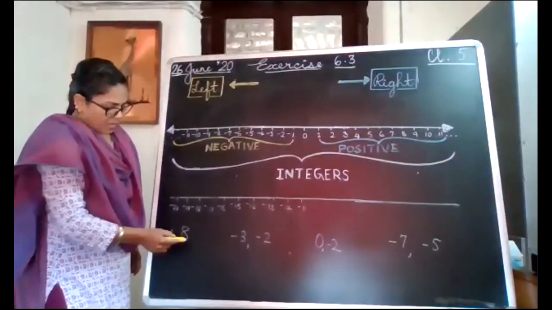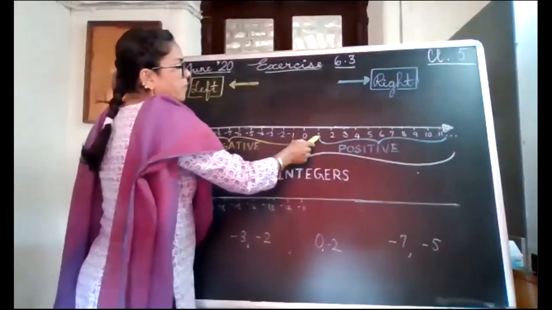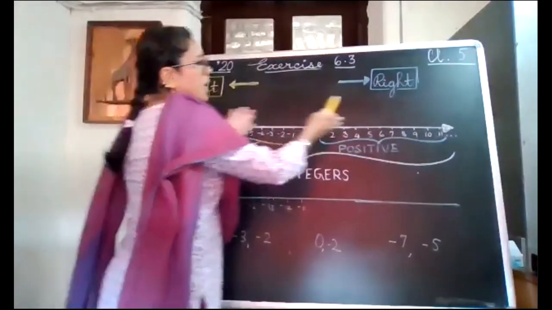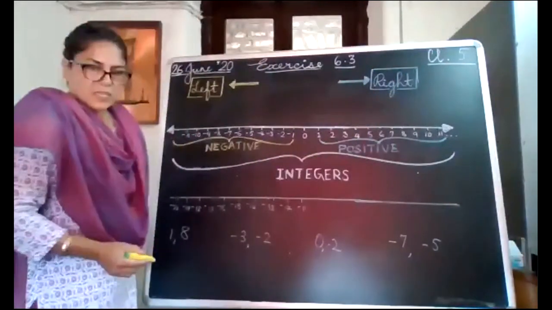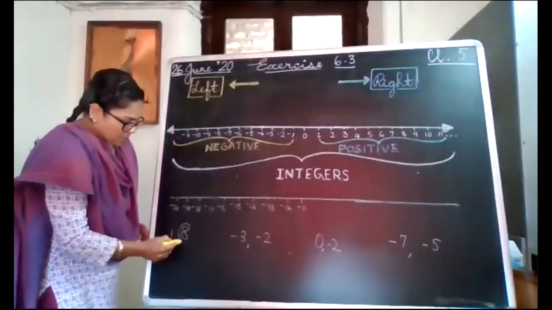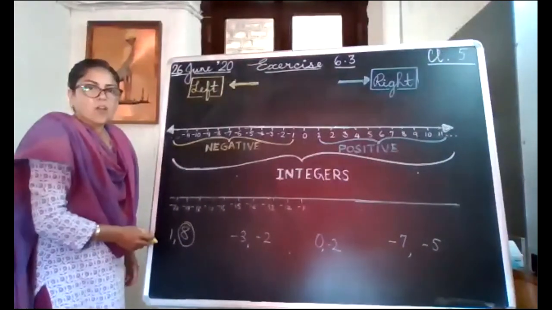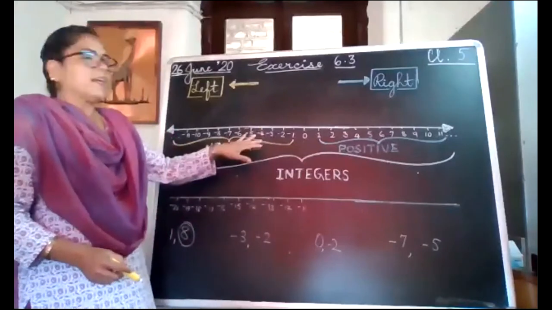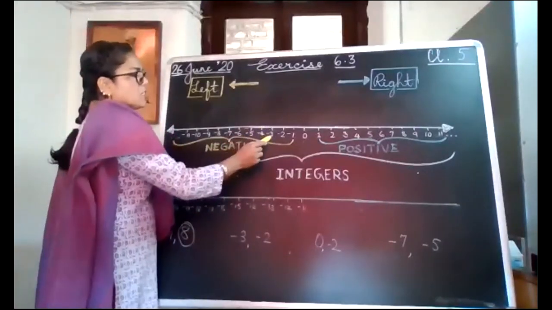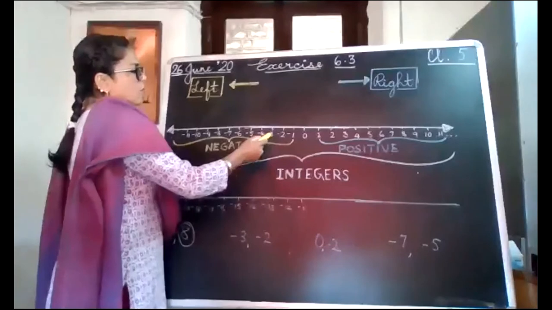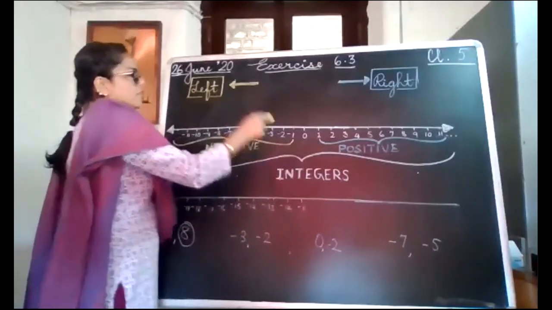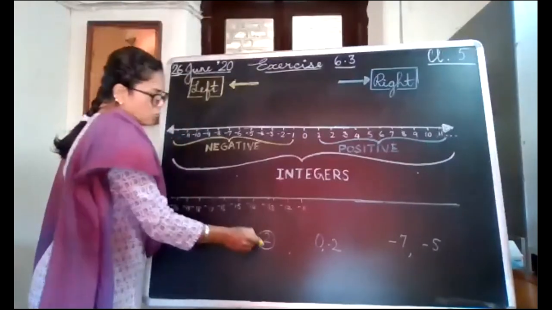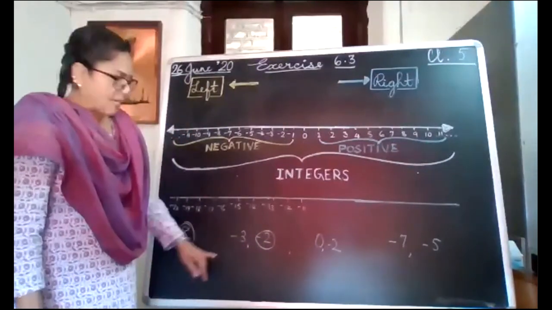Now 1 and 8. 1 is here and 8 is there. So you can see 1 is towards the left and 8 is towards the right. So you have to tell which one is towards the right. So 8 is to the right of 1. Next, -3, -2. Go back to the number line. -3 is here, -2 is here. Okay, so -3 is on the left and -2 is to the right. So -2 is to the right of -3.